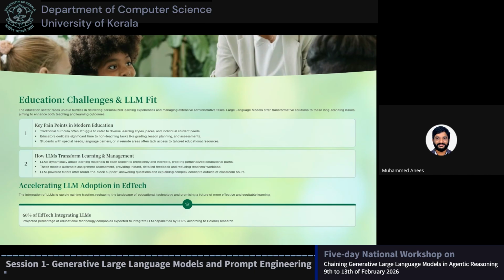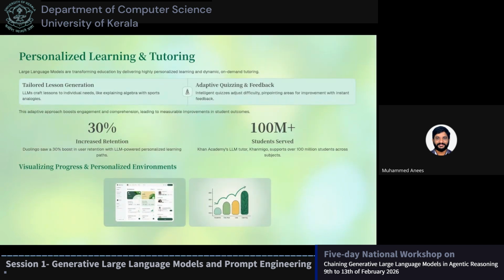And education, of course, is the next thing. In education, personalized learning and tutoring can be done. That means each student is different. If a class contains 30 students, each and every student will be different, and there may be some students who need high attention.